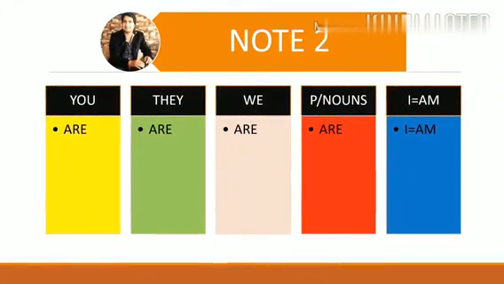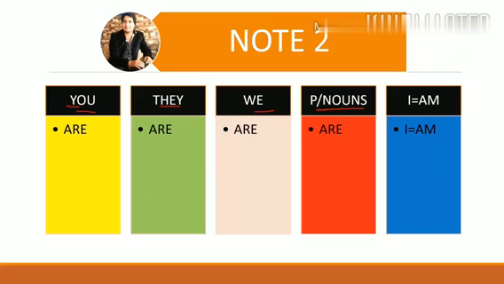Now students, we will discuss the use of are, where we make use of are. Here you need to remember that we make use of are when we talk about you. Wherever there is you, you always make use of are in present continuous tense. We also make use of are with they, with we, and with a plural noun. As I have already told you, there is a singular noun and we also have a plural noun. For example, dog is singular and dogs are plural. Plant is singular and plants are plural.